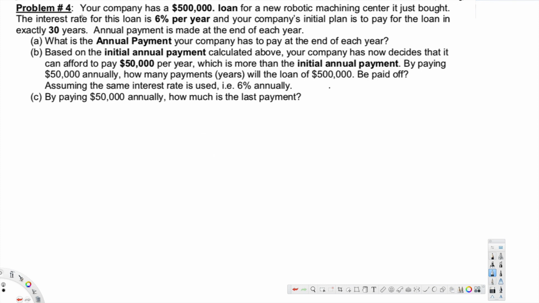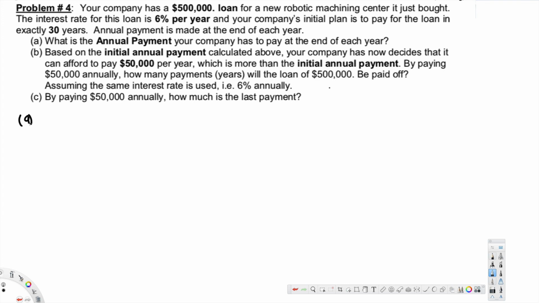Here this question is asking, your company has a $500,000 loan for a new robotic machining center it just bought. The interest rate of this loan is 6% per year, and your company's initial plan is to pay for the loan in exactly 30 years. Annual payment is made at the end of each year. What is the annual payment your company has to pay at the end of each year?